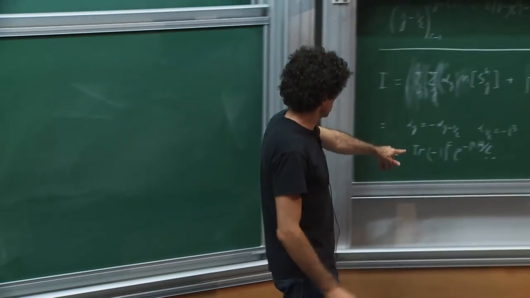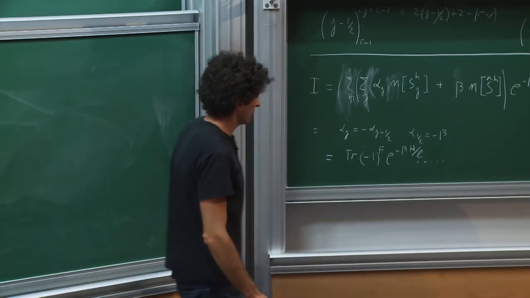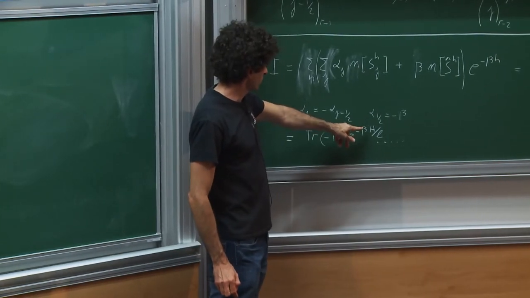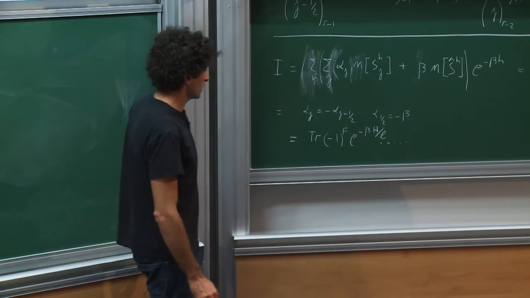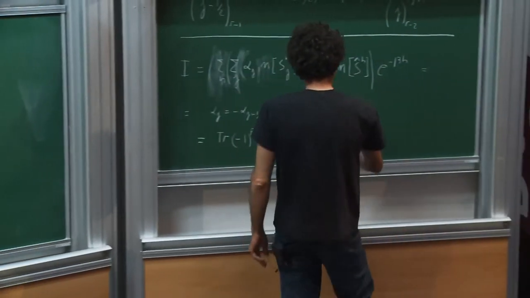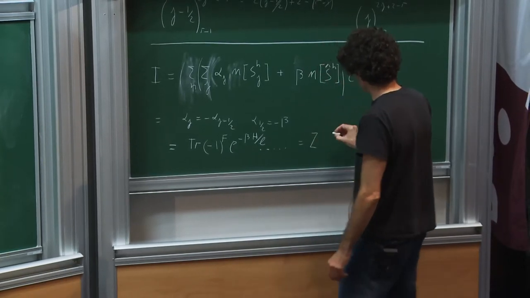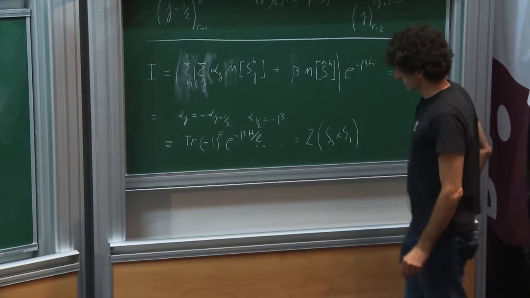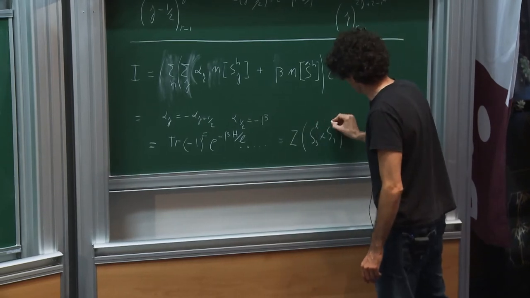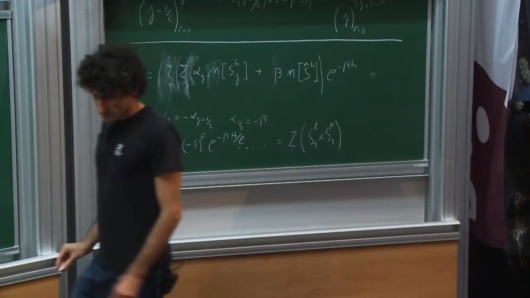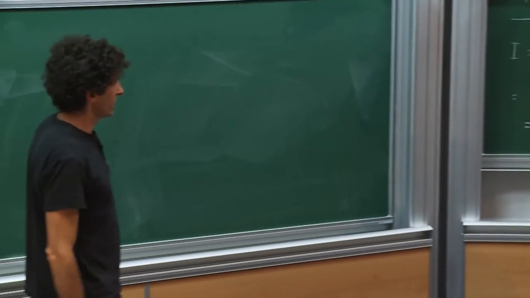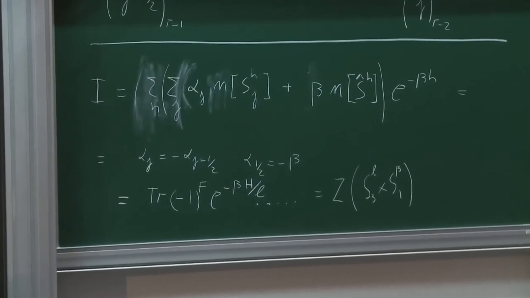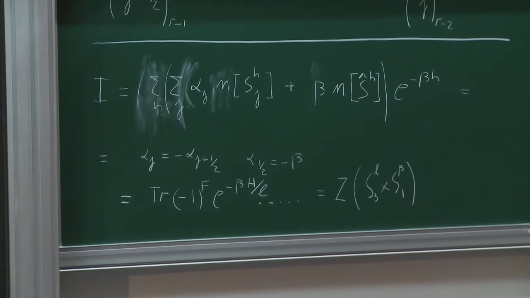So we can interpret this index also as the partition function of our theory on S3 times S1, where the radius of S3 is L and the radius of the S1 is beta. And from this discussion, we see that the answer can only depend on the ratio between the two radii. So in particular, it does not depend on the size of the manifold, but only on the ratio between the two radii.